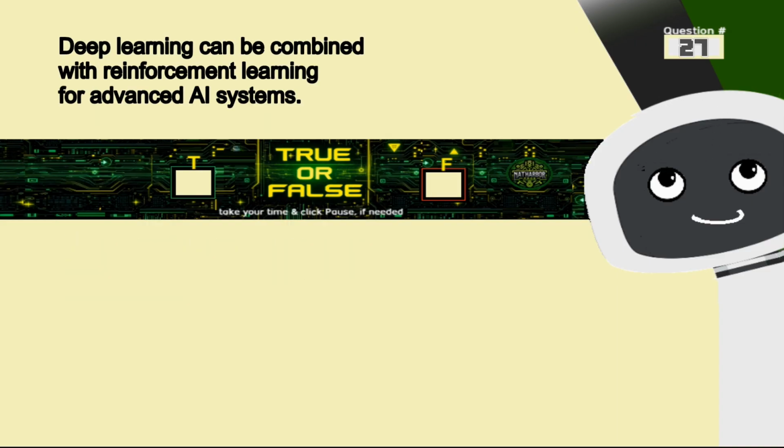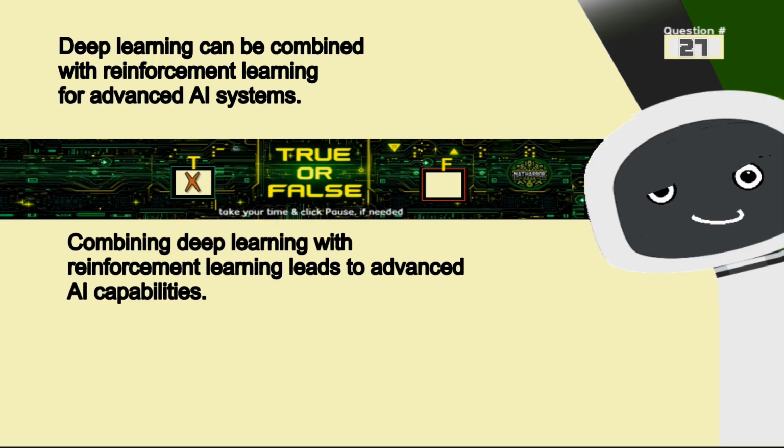True or false? Deep learning can be combined with reinforcement learning for advanced AI systems. That's true. Combining deep learning and reinforcement learning leads to advanced AI capabilities.